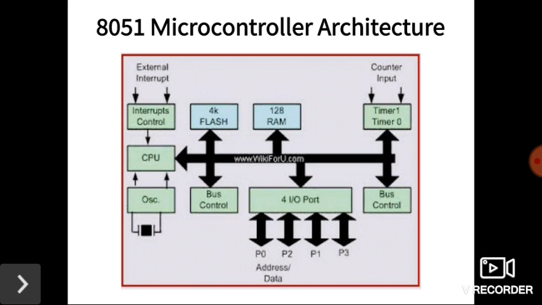Generally, 5 interrupt sources are there in the 8051 microcontroller. That is INT0, TF0, INT1, TF1, R1 or T1. These are the interrupt controls. Next one is memory. Here we are using 4K flash as well as 128 bytes of RAM.